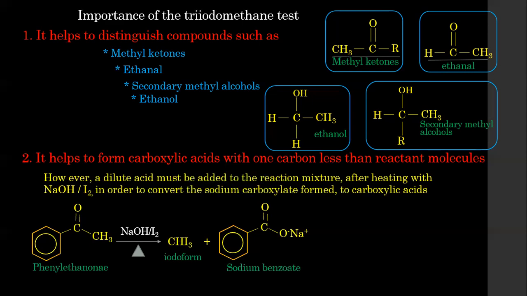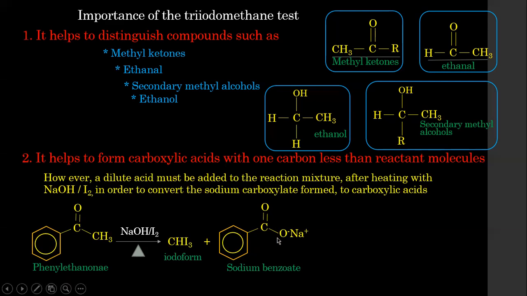How can we do it? A dilute acid must be added to the reaction mixture after heating with sodium hydroxide and iodine in order to convert the sodium carboxylate form to carboxylic acid. Now here, look at this product. This is a sodium carboxylate. It's a derivative of carboxylic acid. Or simply we can say it's a sodium salt of carboxylic acid.